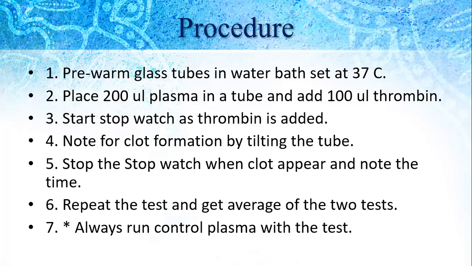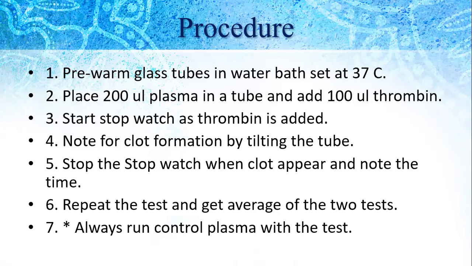So you can perform it another way. If you take 100 microliter plasma, then you will take 50 microliter thrombin, but the volume of solution will be very less to observe the clot, and chances of error will be high. So performing with 200 microliter plasma will show almost enough clot formation, so the chances of error in observing the clot will be minimum.